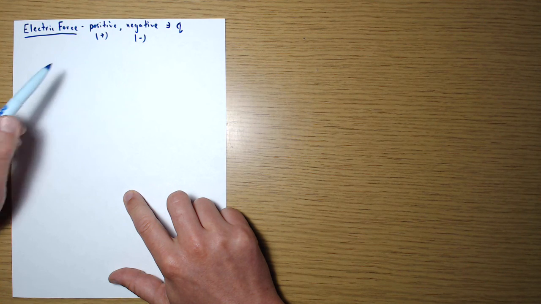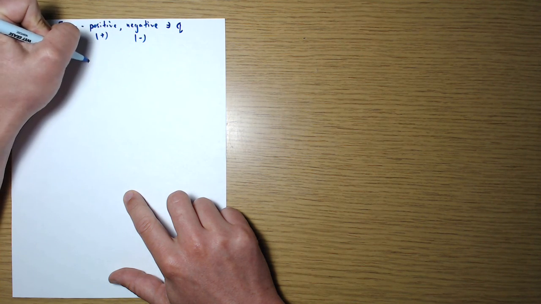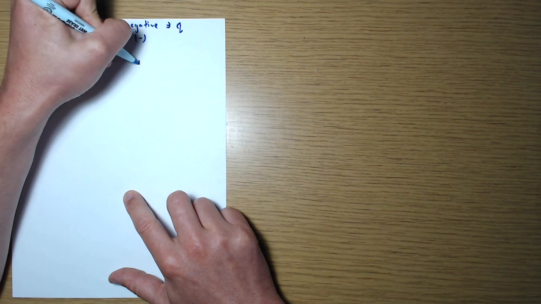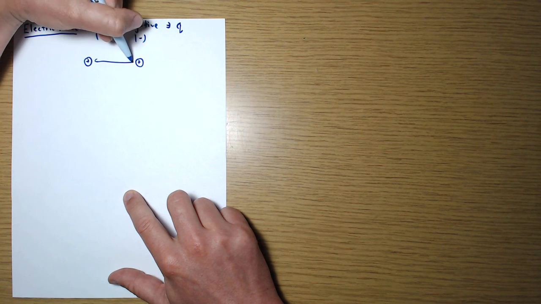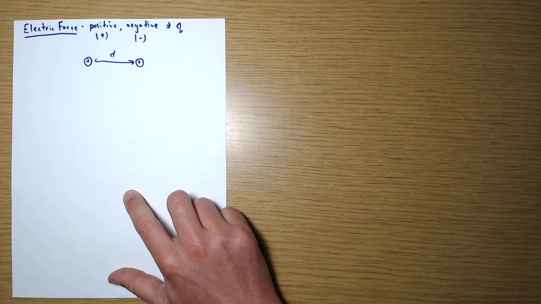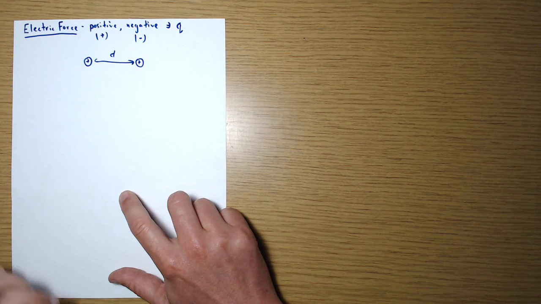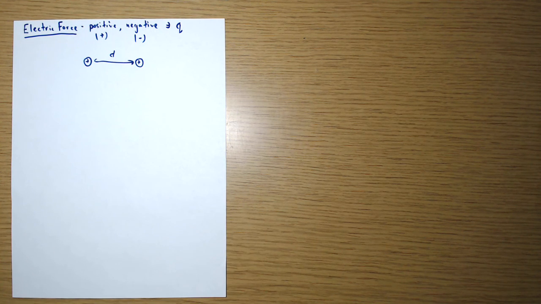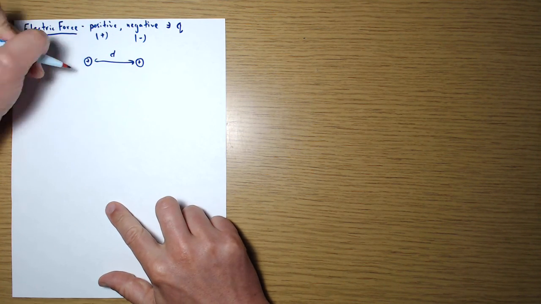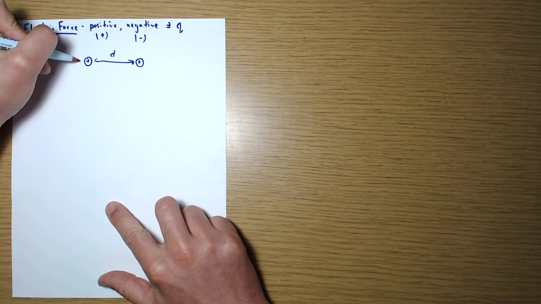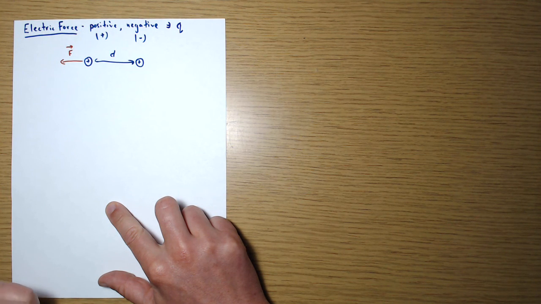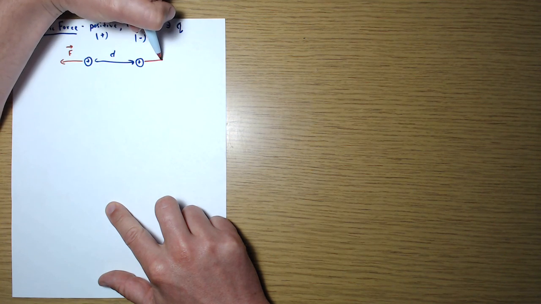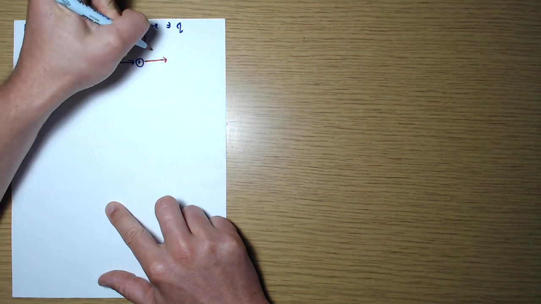So, two positive charges. If I have two positive charges separated by some distance, we call the distance d, there's a force between those charges, and that force is a repulsive force because the charges are like charges. So the charge on the right pushes on the charge on the left with a force, and likewise the charge on the left pushes on the charge on the right with a force that is equal in magnitude but opposite in direction.